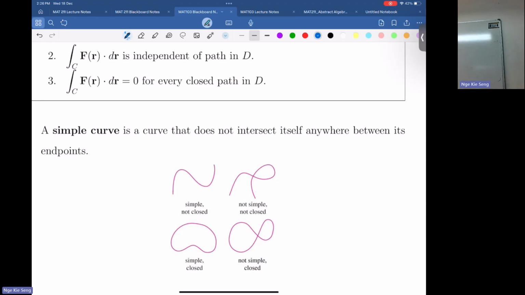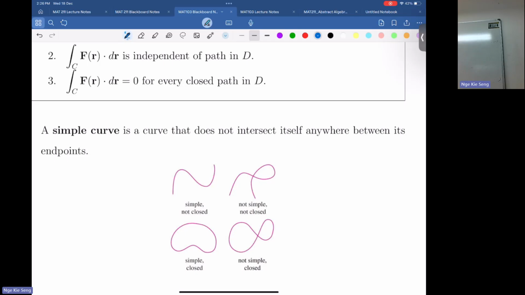So the first curve is simple, not closed, because there is no self intersection. The second one is not simple and not closed, because there is self intersection, and it is not closed because the starting point and ending point are different. The third one is simple and closed because there is no self intersection. Closed means what? The starting point and the end point are the same. The last one is not simple but closed, not simple because there is self intersection.